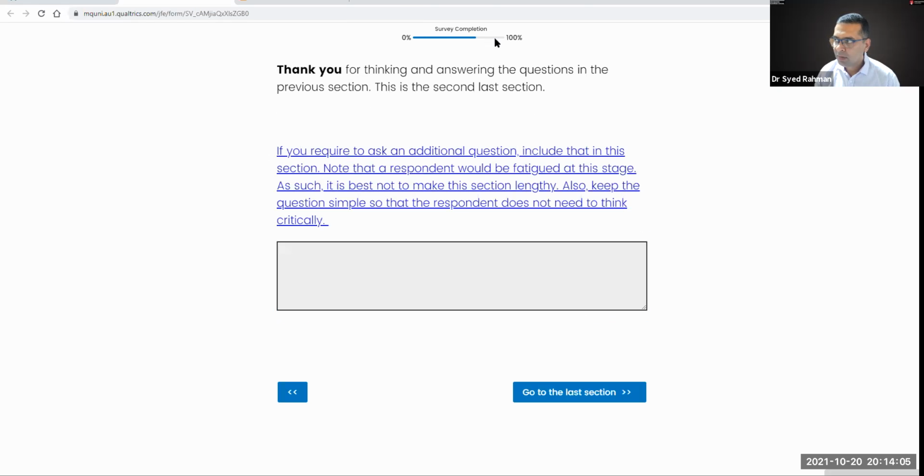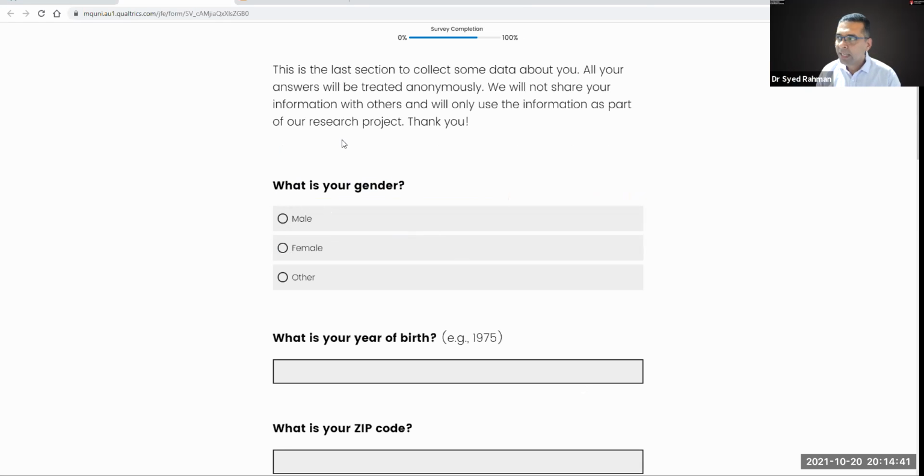And this is important, the survey completion one, so that people know how long it is going for. And then here is another area: if you need to add any additional question for research purposes, you ask here, after this stage, once you get the actual data that you need. But once again, keep it as short as possible because people will be fatigued at this stage. Don't make it a big thesis where you're asking 10 questions, because people will be tired, mentally drained at this stage. So we go to the last section, and then you have your demographic questions.